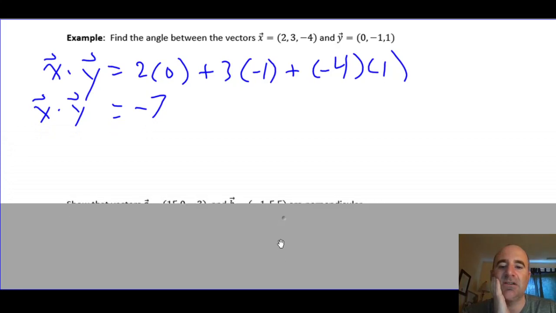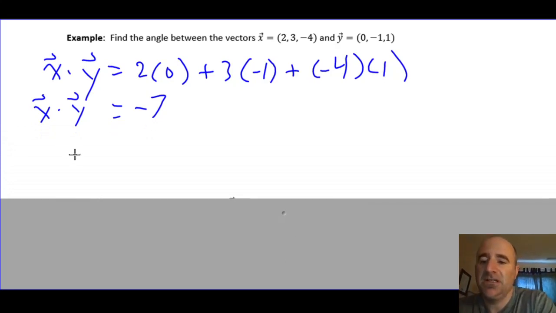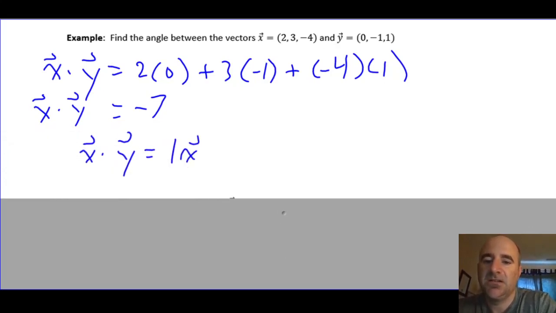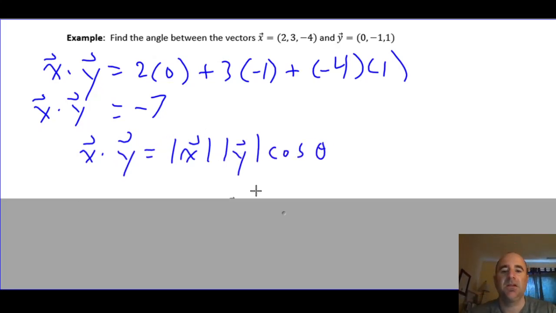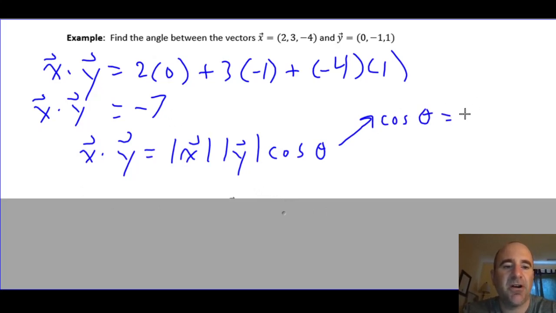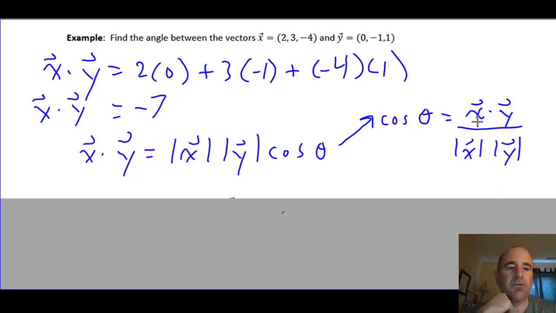We can figure out exactly what it is, because we also know that X dotted with Y is equal to the magnitude of X times the magnitude of Y times the cosine of the angle between them. Or we can rearrange that to say that the cosine of the angle between two vectors is really their dot product divided by each of their magnitudes. Now in this particular example, we've already figured out the dot product. We just need the magnitude of both of those vectors.